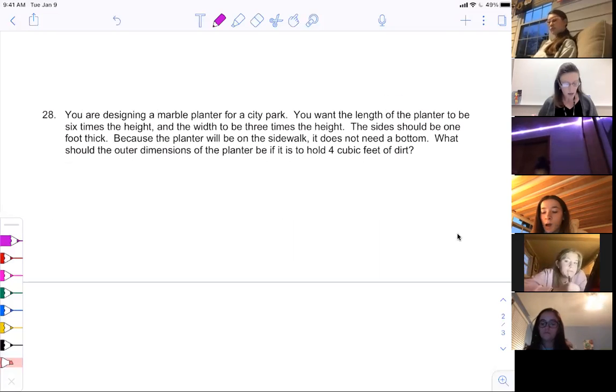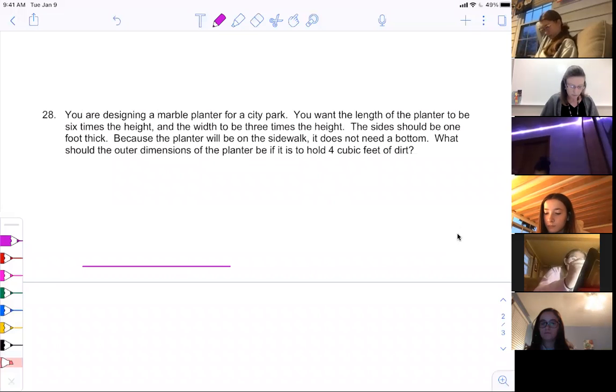So you're designing a marble planter for a city park. You want the length of the planter to be 6 times the height and the width to be 3 times the height. The sides should be 1 foot thick. Because the planter will be on the sidewalk, it does not need a bottom. What should the outer dimensions of the planter be if it is to hold 4 cubic feet of dirt? So we have this planter.